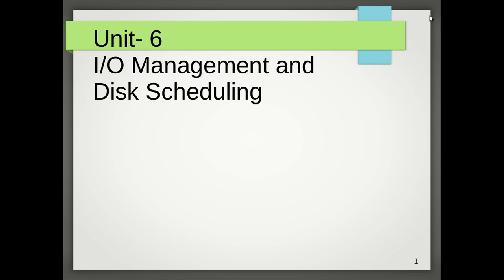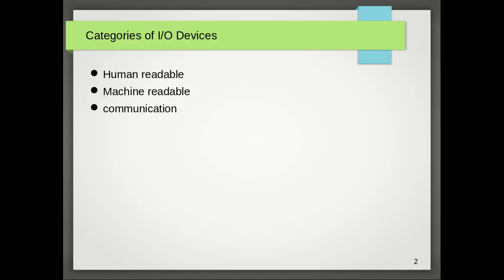Hello all. So today we are going to study about input output management and disk scheduling, that is unit 6 of subject system programming and operating system. So basically we will study first about the input output devices. There are three categories of input output devices: human readable, machine readable and communication.